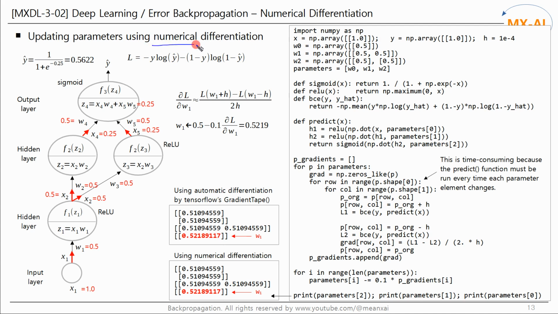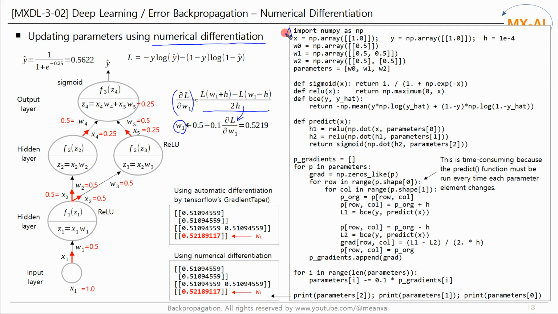Finally, let's use numerical differentiation to update the parameters of the previous example. Since we directly measure the gradient of the loss L with respect to the parameter W using numerical differentiation, there is no need to apply backpropagation. If we measure the change of loss L with respect to W1 using the center difference method, it looks like this. Using this gradient, we can update W1 as follows.